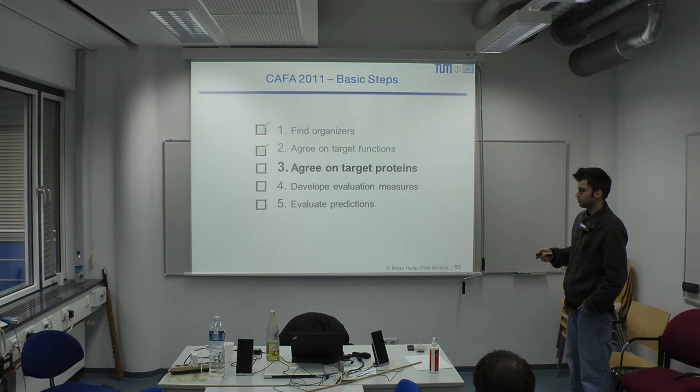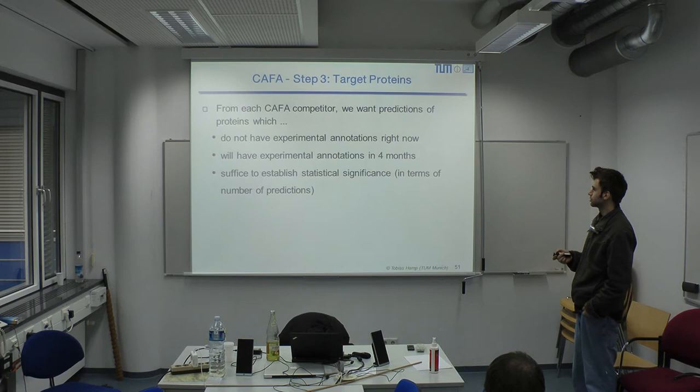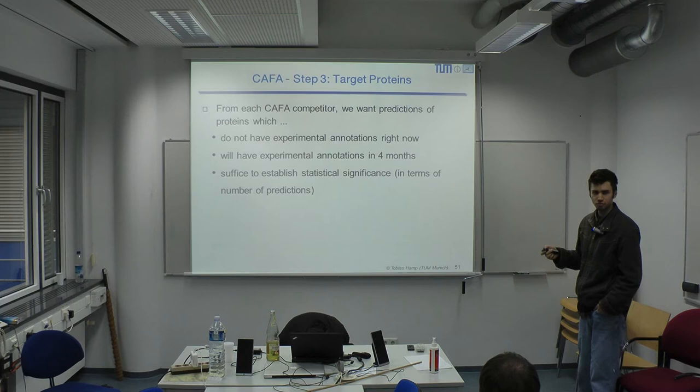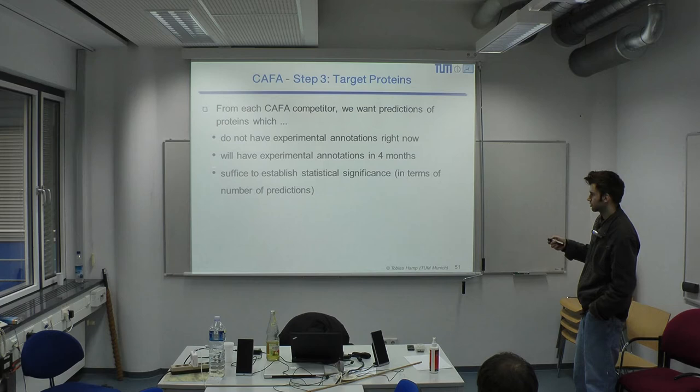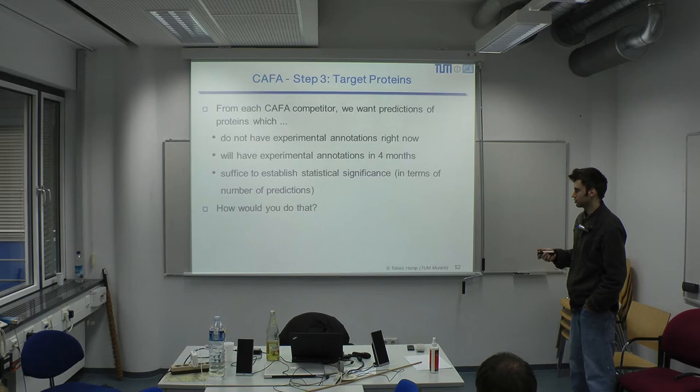Then you obviously have to come up with the proteins that you want to predict. So you have to find targets that all the methods out there predict and that do not have annotations currently, but will soon have. So this is then one little question to you again. The following problem from each CAFA competitor: we want predictions of proteins which are not annotated right now, but will have annotations in 4 months. This is basically the time that the final evaluation meeting will take place, and that suffices to establish statistical significance. So you basically need quite a few of them. And the question to you: how would you do that?